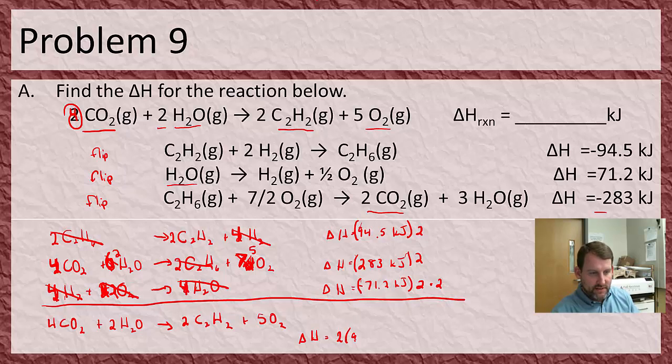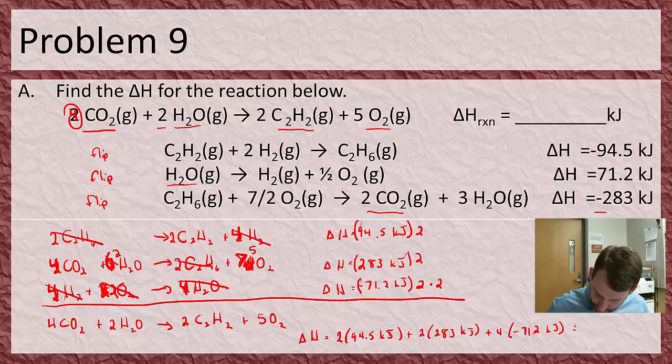So 2 times 94.5 kilojoules plus 2 times 283 kilojoules plus 2 times 2 is 4 times negative 71.2 kilojoules, and that is equal to, let's do it, 2 times 94.5 plus 2 times 283 plus 4 times negative 71.2, and all of that is equal to a positive 470.2 kilojoules as the reaction is written right here, 4225.